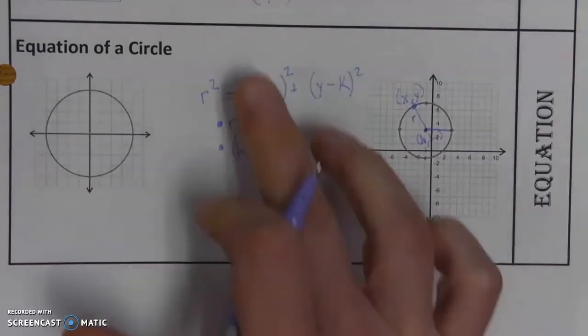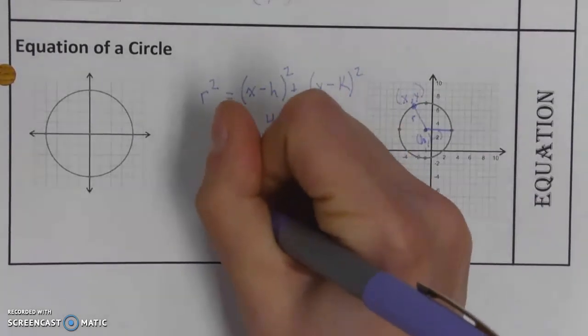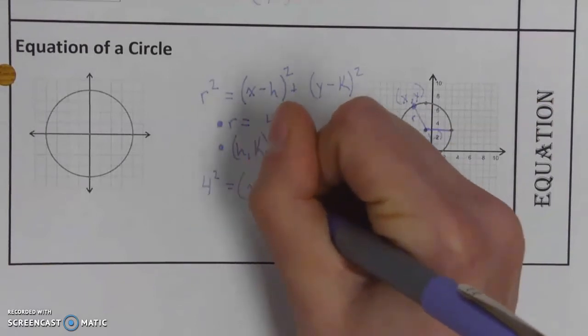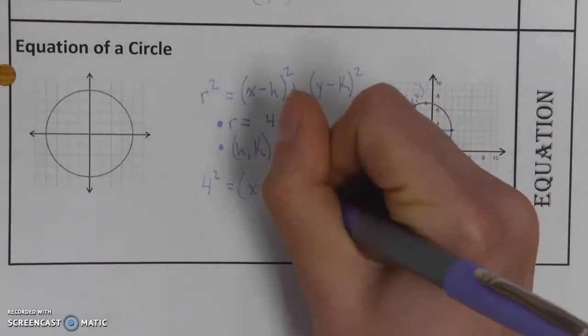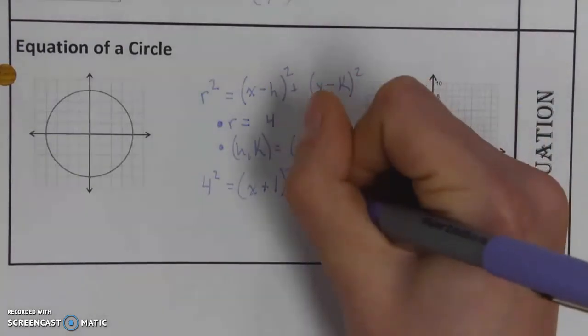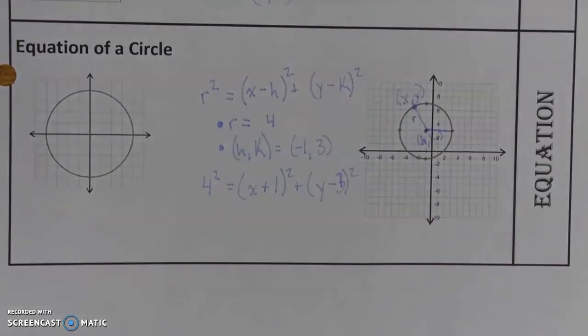So I can place those into my formula to have a filled-in equation of the circle. Radius will be squared, so we'll have 4 squared is equal to x minus my h value, or -1. Now since I've subtracted a negative, I'm just going to change that to a plus sign. And I'm going to add y minus k squared as well. And since our k value is 3, it'd be y minus 3 squared.